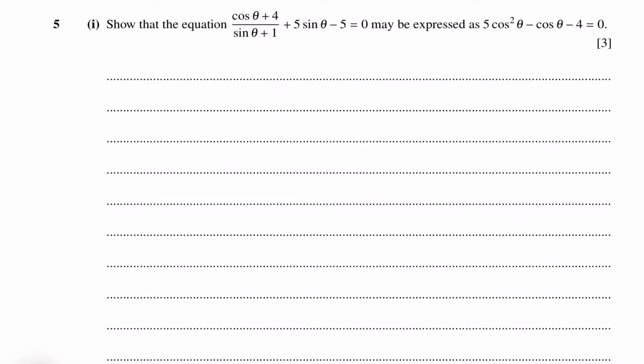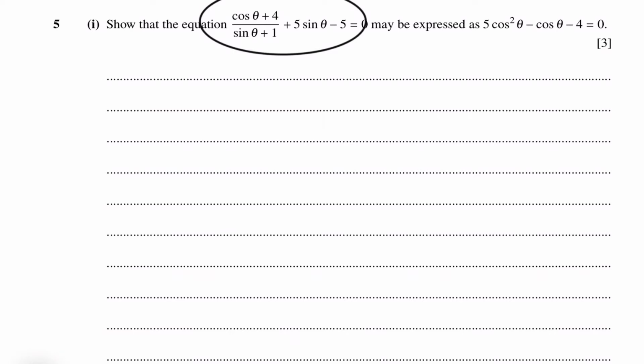Show that the equation (cosine theta plus 4) divided by (sine theta plus 1) plus 5 sine theta minus 5 is equal to 0 may be expressed as 5 cos squared theta minus cos theta minus 4. First, what I want to do is to make everything on the left-hand side of the equation into a fraction.